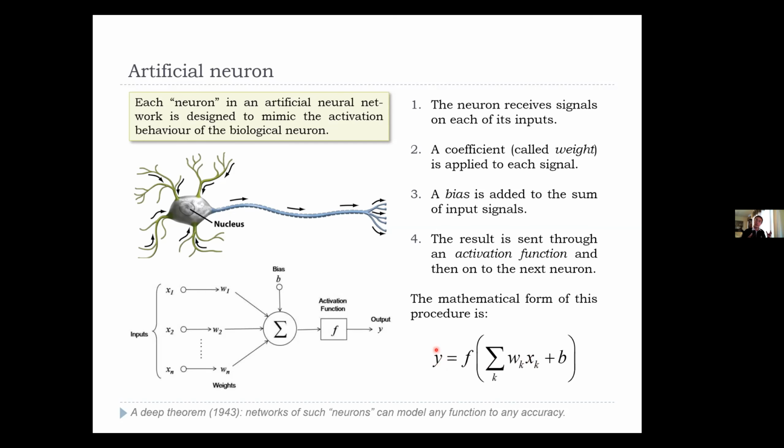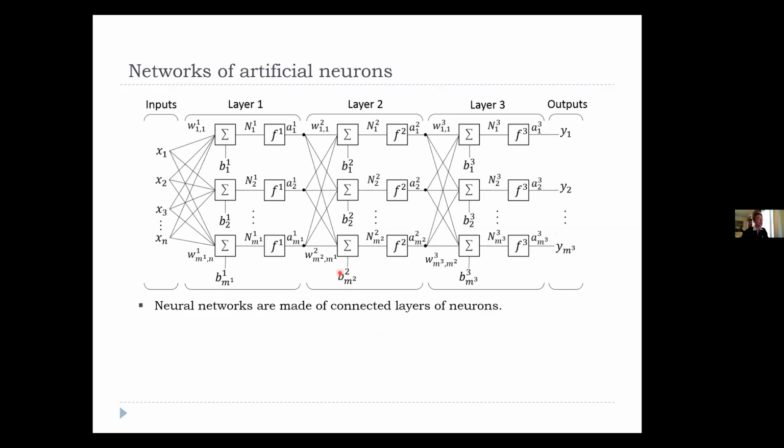Now, in 1943, so as early as that, a remarkable theorem was proven about networks of such objects. For any well-behaved function and for any target accuracy, there is a finite network of such neurons that outputs that function to that accuracy. So it's a universal approximator, the network of such objects.